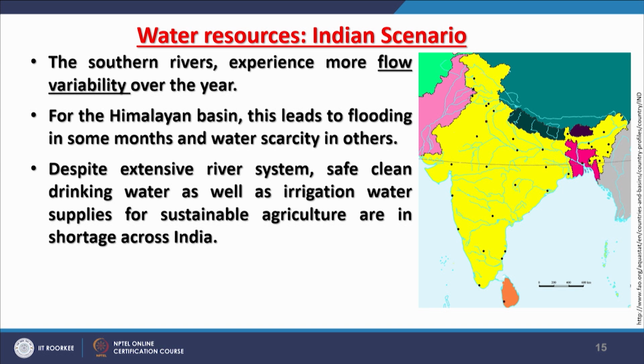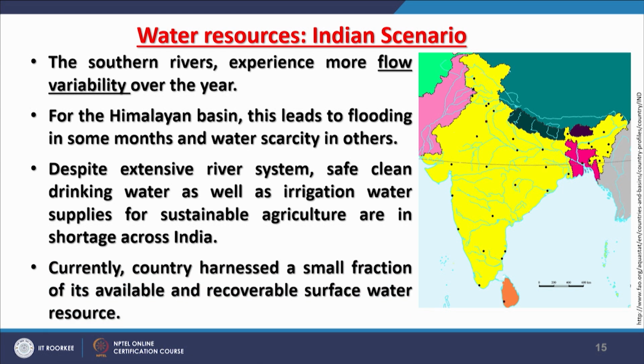That is the reason I told you: 18% of the population, only 4% of water available. Currently the country has harnessed only a small fraction of its available and recoverable water from surface water sources, because surface water and groundwater are connected waters. One cannot look at groundwater or surface water in complete isolation. So, whatever the situation is, we can harness more of this water and make things comfortable on that front.